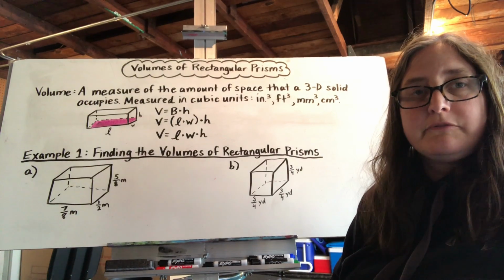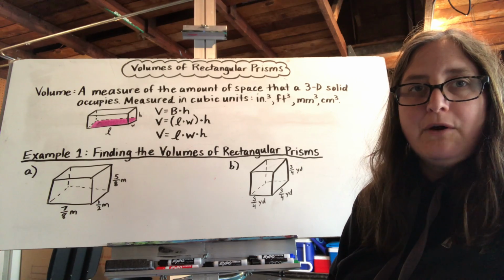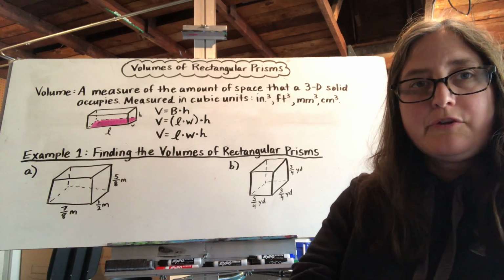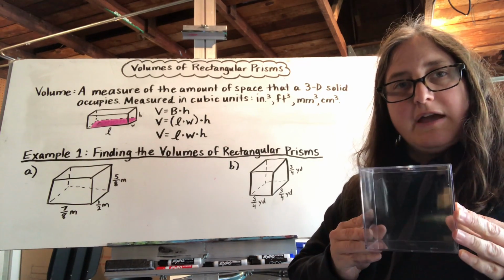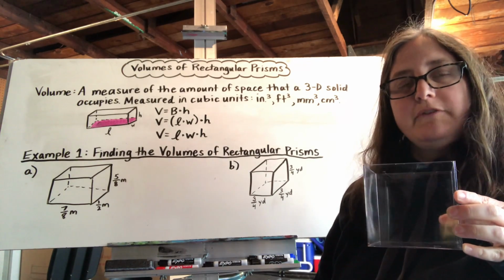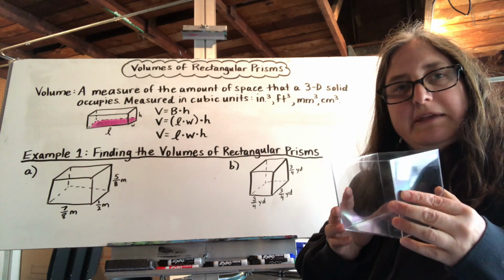This is volumes of rectangular prisms. The volume is a measure of the amount of space that a 3D solid occupies. Another way of thinking about volume is if you've got a box, here I have a cube, and I open it up, volume is the measure of how much fits inside of this cube, how much space is inside of here.